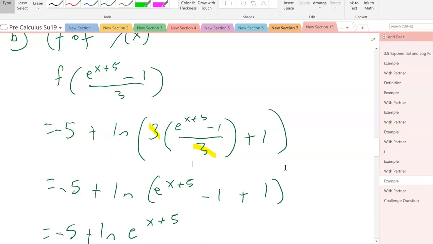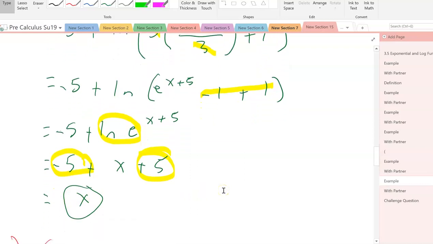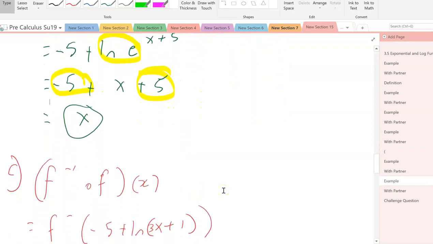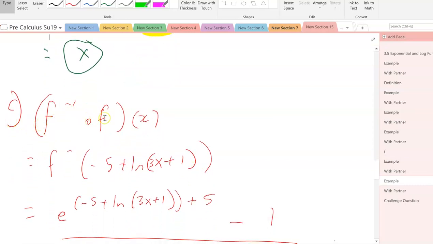What we will do next is some algebra to simplify this as much as possible. The 3 cancels out the 3, so we have negative 5 plus ln of e to the x plus 5 minus 1 plus 1. Minus 1 plus 1 cancel each other because the operations have the same magnitude. So we're left with negative 5 plus ln of e to the x plus 5. ln and e are inverse operations, so we have negative 5 plus x plus 5, and the negative 5 and the plus 5 cancel each other out. So we're left with x, which is what we expect when we take a composition of a function with its inverse.